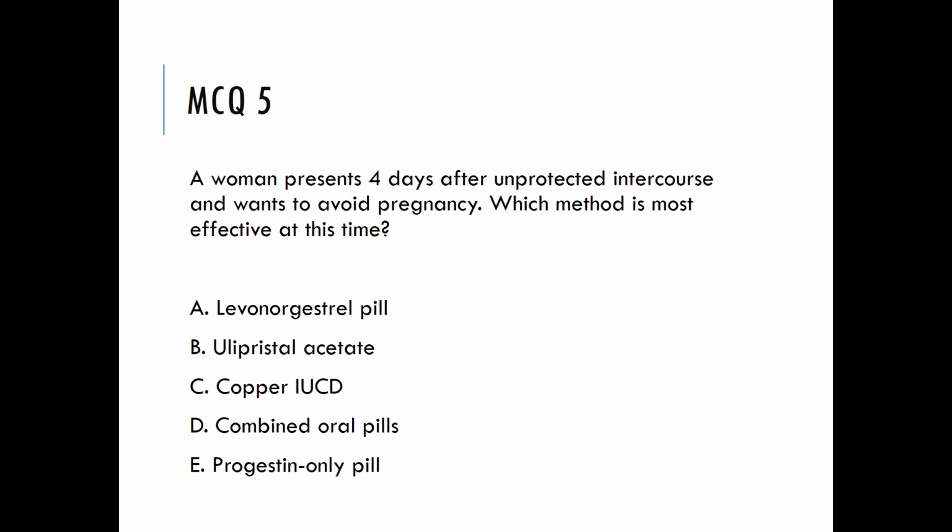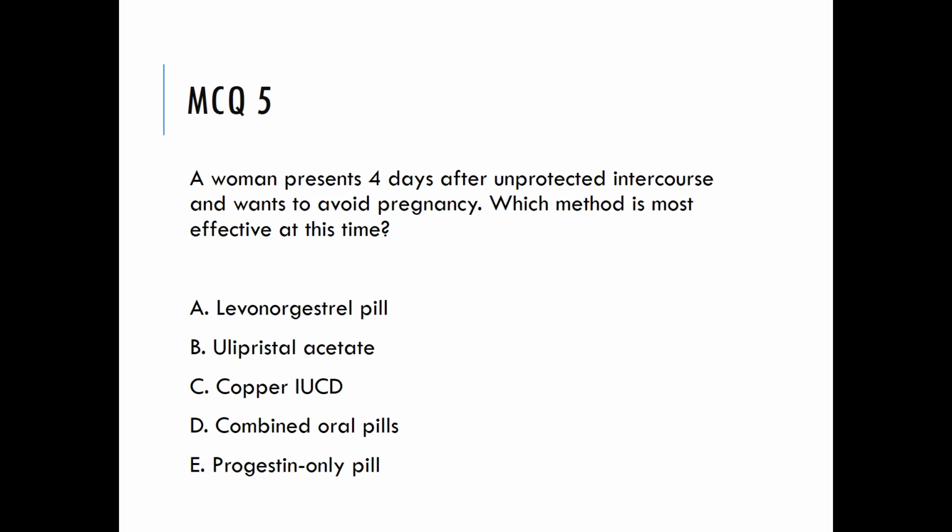Question number 5 is, a woman presents 4 days after unprotected intercourse and wants to avoid pregnancy. Which method is most effective at this time? Option A, levonorgestrel pills. Option B, ulipristal acetate. Option C, copper IUCD. Option D, combined oral pills. And option E, progestin only pills. A. No, it's option C.